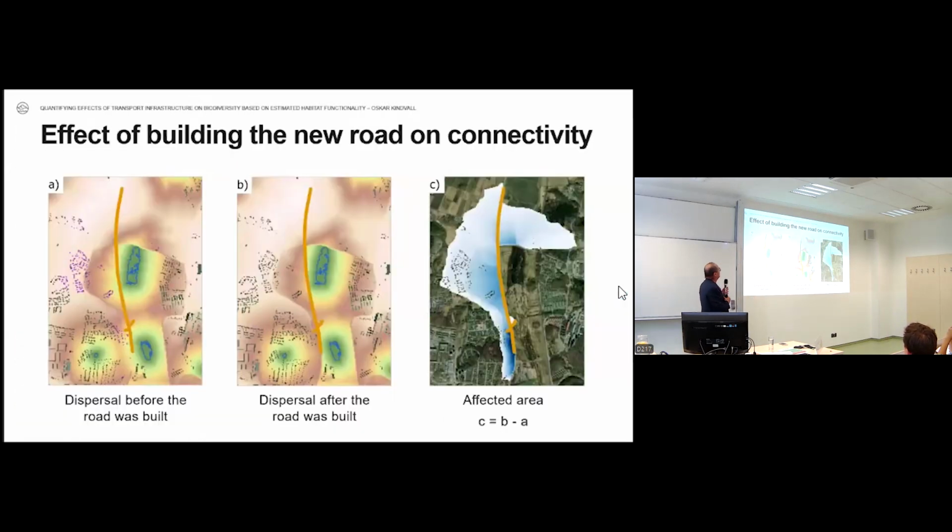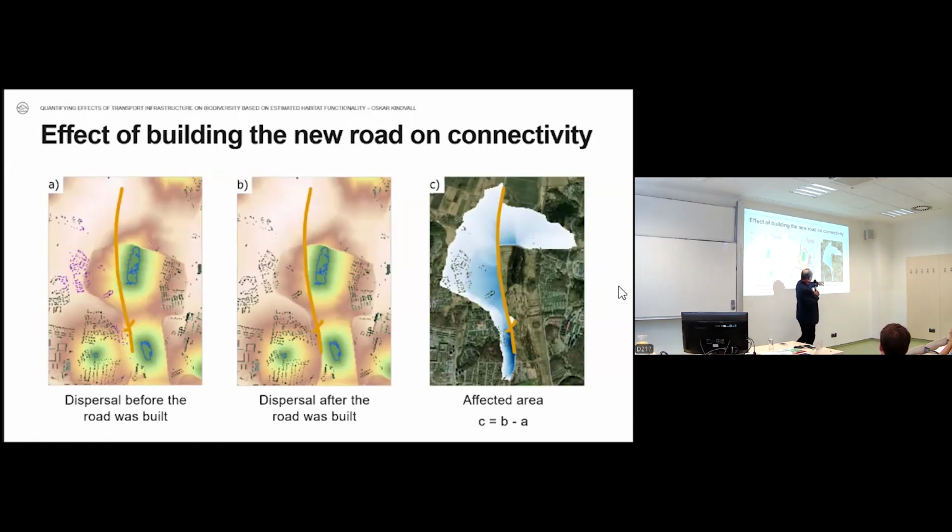And what can we do then with the effect analysis? We can do a scenario analysis where we take away roads, add roads, and whatever. In this case, we add a road here. So this orange line is the treatment in this case. And what we see here is the dispersal probability. No big differences. This is before the road was built. This is after. And this is the difference between the two dispersal probability maps.